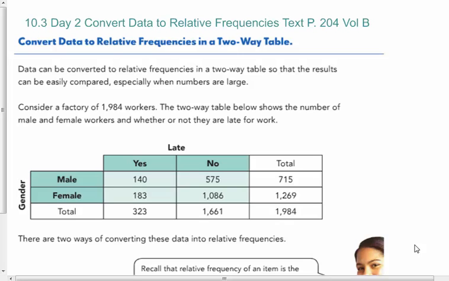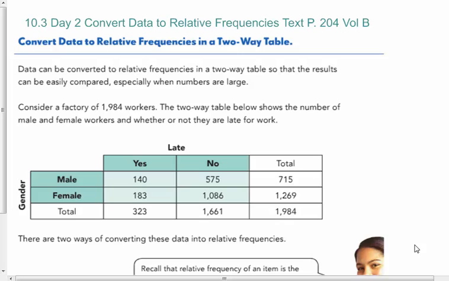Okay, we are in Chapter 10, Section 3, Day 2, Converting Data to Relative Frequencies, in the Purple Textbook, Volume B, on page 204. Data can be converted to relative frequencies in a two-way table so that the results can be easily compared, especially when the numbers are large.